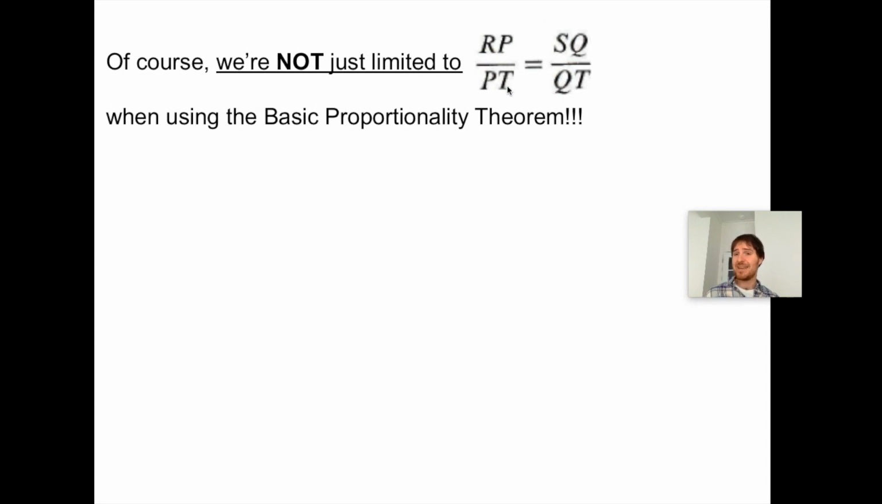Because we know we can manipulate this proportion to make other statements about other ratios that we would know would have to equal each other. And the more you know, the better off the world is, right? That's it. That's it here.